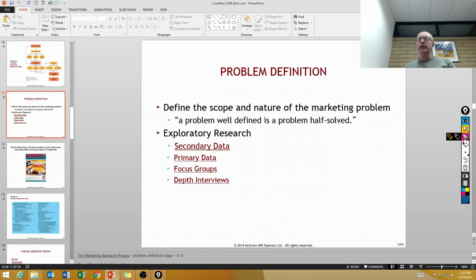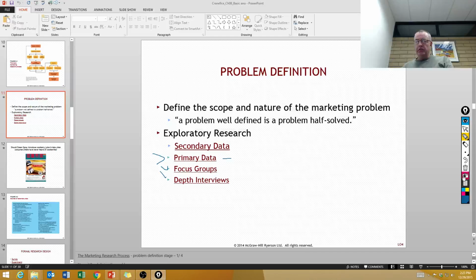And if we collect the primary data, so primary data is information that does not pre-exist. So it's originally generated data from some of our own research. And we might collect that data from using focus groups or depth interviews.